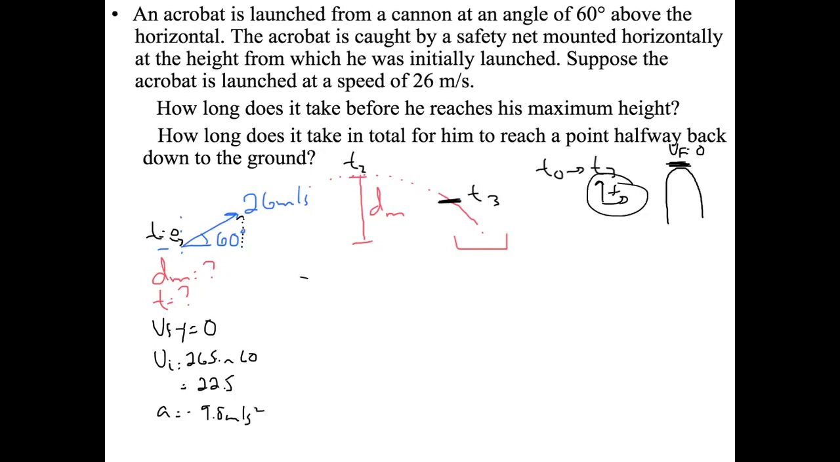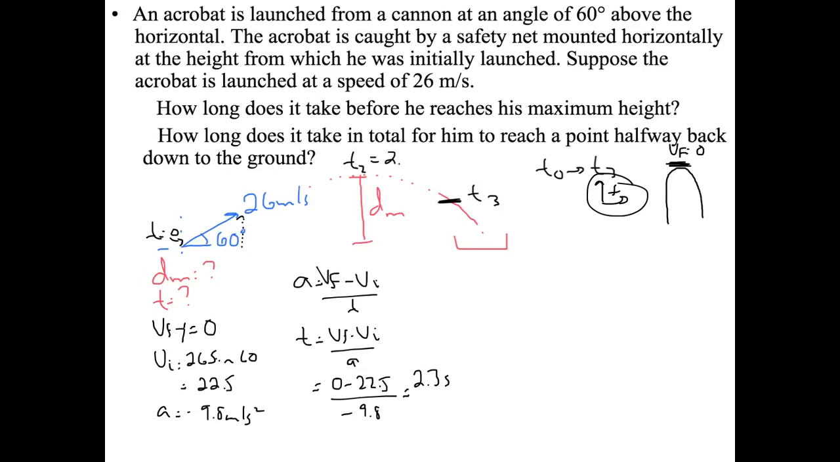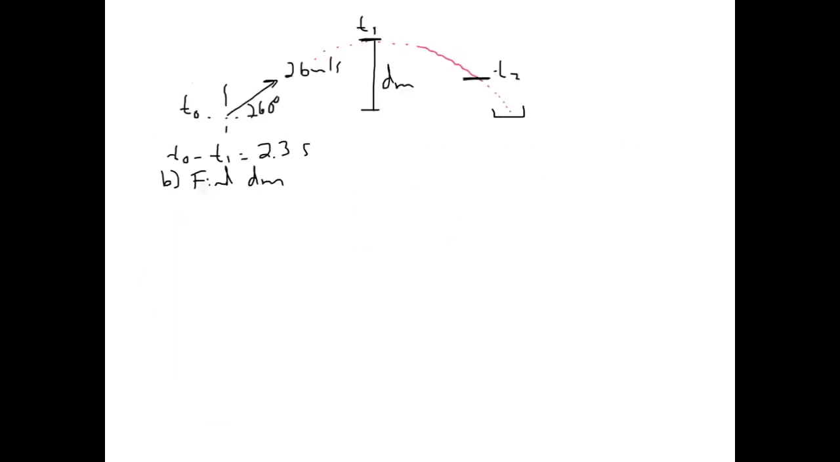Now, what equation can we use? Well, we can use A equals VF minus VI over T. We rearrange: T equals VF minus VI over A. You plug your numbers in, 0 minus 22.5 divided by negative 9.8, and we get 2.3 seconds. Now, 2.3 seconds is the time that it gets to right here. So that's going to be T2. We'll call that 2.3 seconds. Okay, so let's move on to part B.